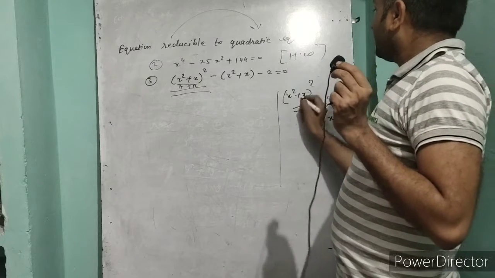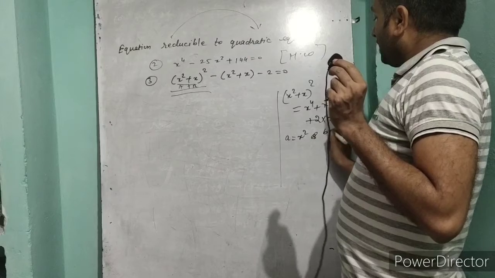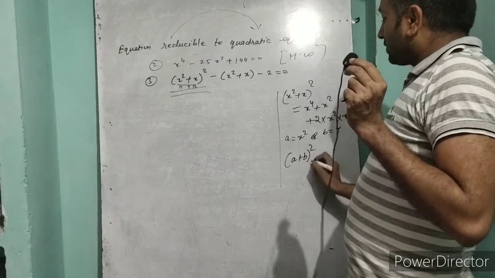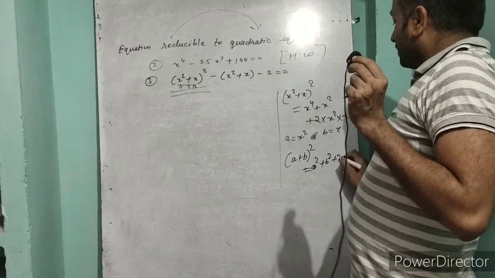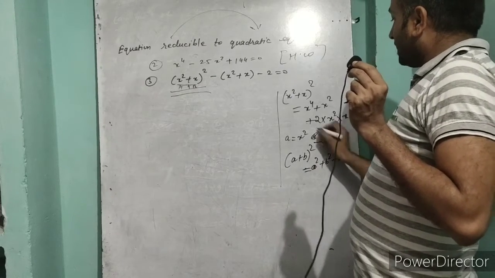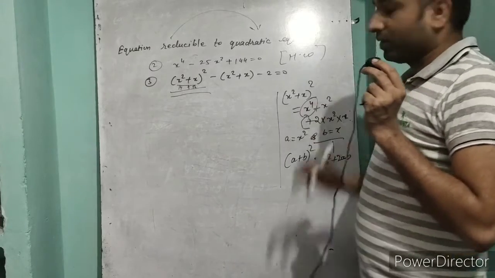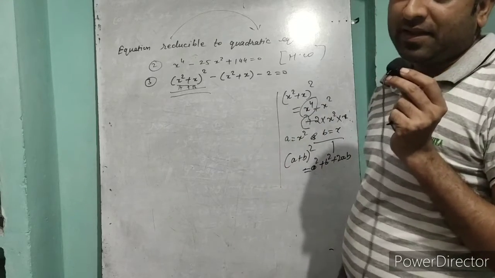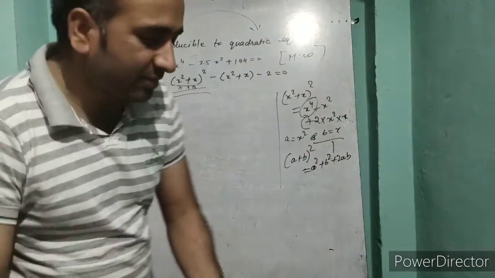You can write here, you can take a equal to x square and b equal to x. So you will get (a plus b) to the whole square, and apply the formula a square plus b square plus 2ab. Directly put the value, you will get the same thing. So the highest power of the variable is 4. So it is also a biquadratic equation. Now how will you solve it? See here, you have to look very carefully.